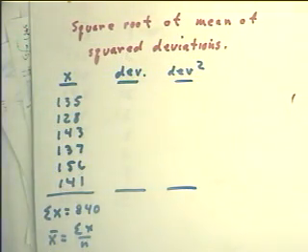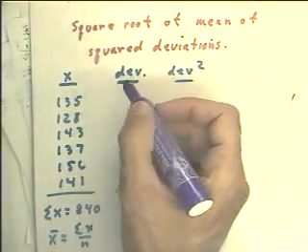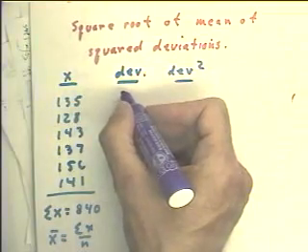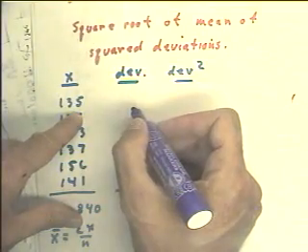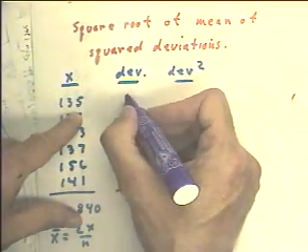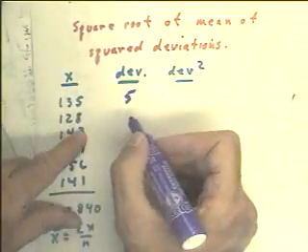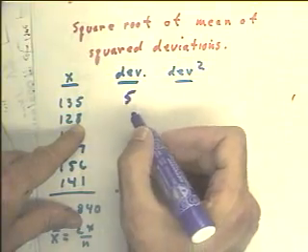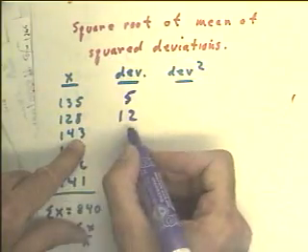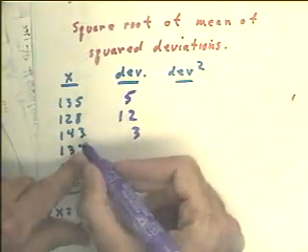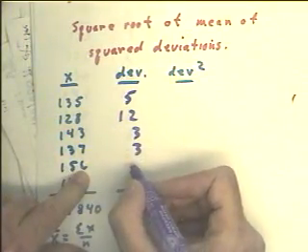In any case, if we assume that the mean is 140, then what's the deviation of each of these numbers from 140? Well, how far is 135 from 140? See if you can figure that out before you hear me give the answer. Pause if necessary. Okay, well, that's 5. If the mean is 140, then this is 5 units from 140. What's the deviation here? Figure it out. Well, it's 12. What about this one? From 140 to 143, the difference is 3. From 143 to 137, the difference is 3. 140 and 156, the difference is 16.